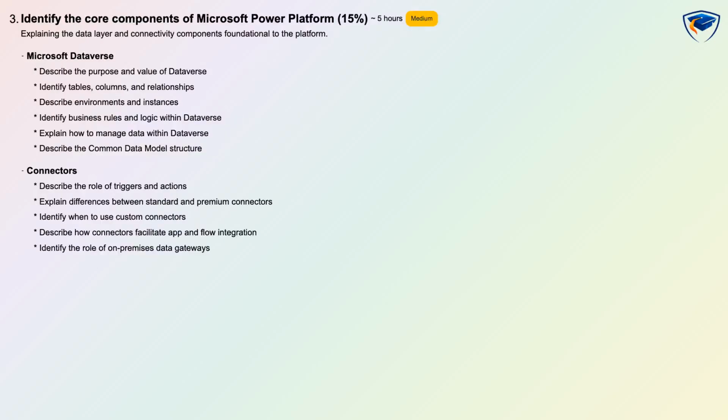Identify the core components of Microsoft Power Platform is 15%, difficulty medium, with an estimated learning time of 5 hours and assessment type conceptual and scenario-based. You will explore Microsoft Dataverse as the data layer, including tables, columns, relationships, business rules, environments, and the common data model structure. The domain also covers connectors, explaining triggers and actions, differences between standard and premium connectors, custom connector use cases, and the role of on-premises data gateways.